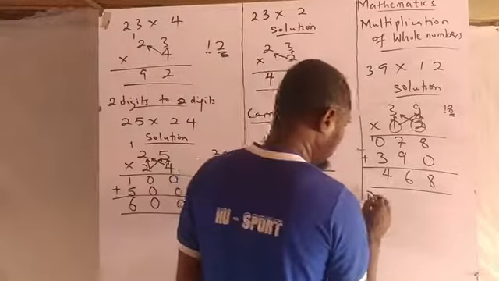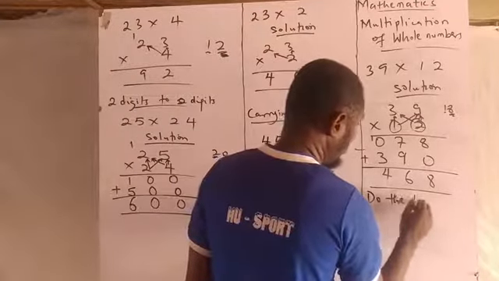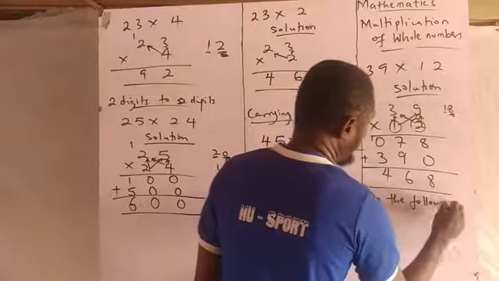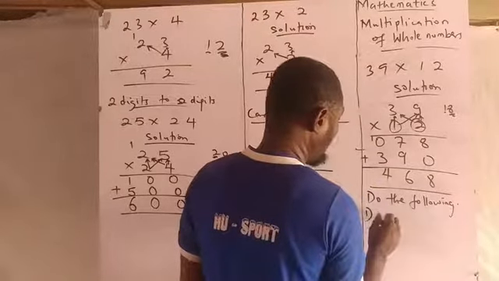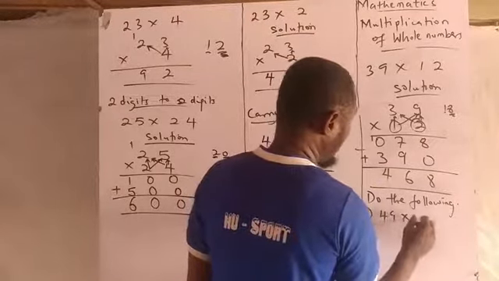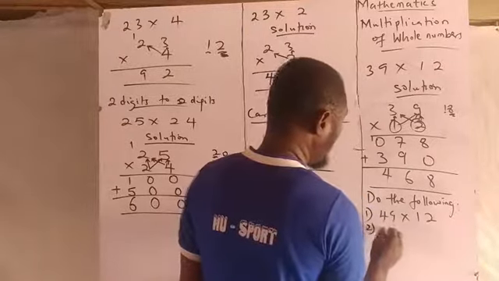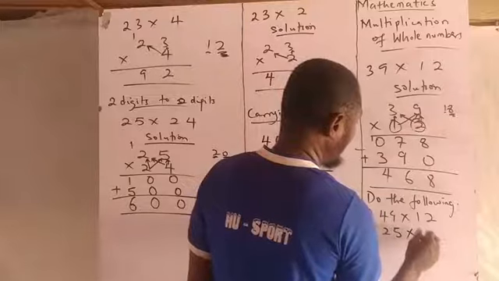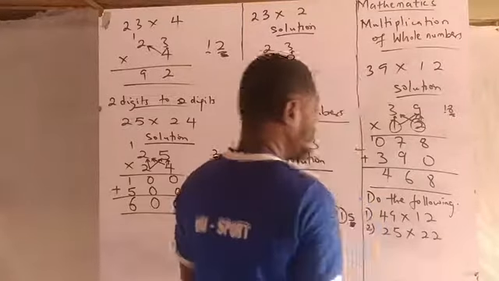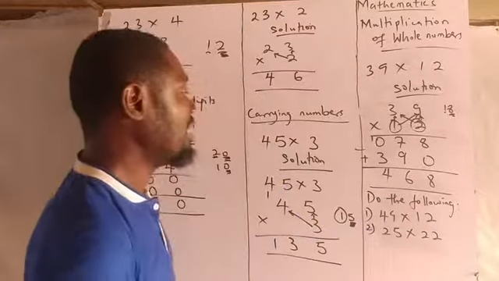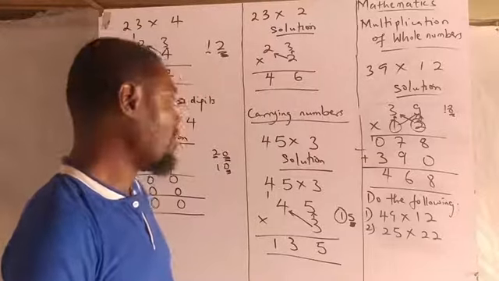Do this one for me. Do the following. Number 1, you have 49 times 12. Number 2, you have 25 times 22. Do these ones and get your answers. Let me see what you're going to have at the end of the day.